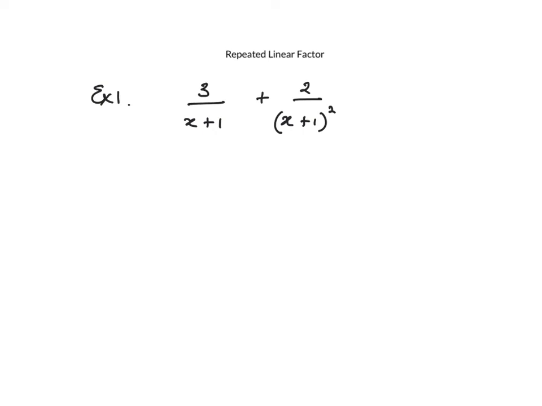Consider the two algebraic fractions shown. What we want to do is to express those with a common denominator. Now I hope you can see that the lowest common denominator is going to be x plus 1 all squared.